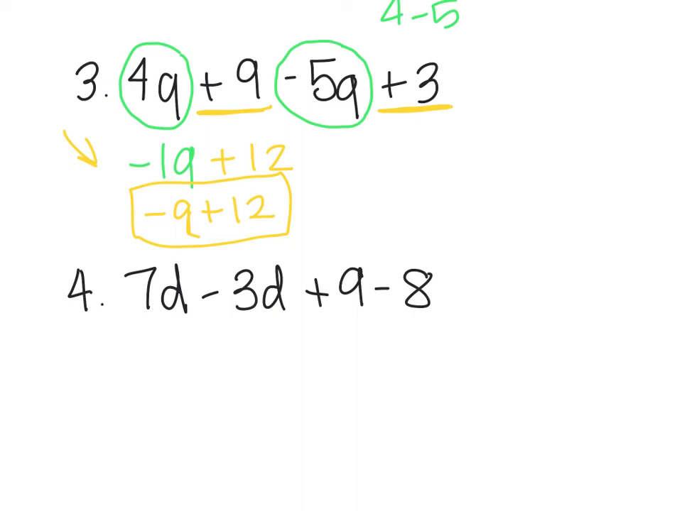All right, number 4. Go ahead and write this one down: 7d minus 3d plus 9 minus 8. Still going to use the same strategy, circling my first variable term that I see, which is a d. Now we're looking for other d's, and right next door, we have a negative 3d. We're going to subtract these. Remember, it's 7 minus 3, which gives us 4d.